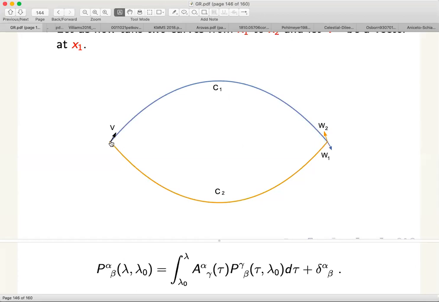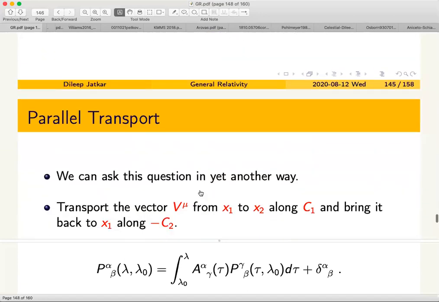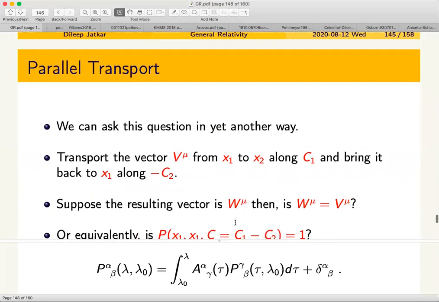So what we want to do now is take the vector, transport it along c1 in the direction the path is defined to x2, and then transport it back along minus c2. Why? Because it is going from x2 to x1. c2 is defined from x1 to x2, but we want to go back, so that is the transport along minus c2. We want to ask: if I bring the vector back, whatever w I obtain, is that the same as v?